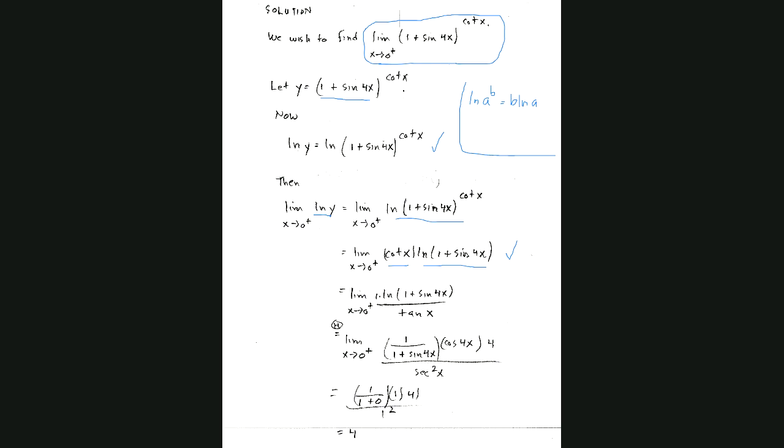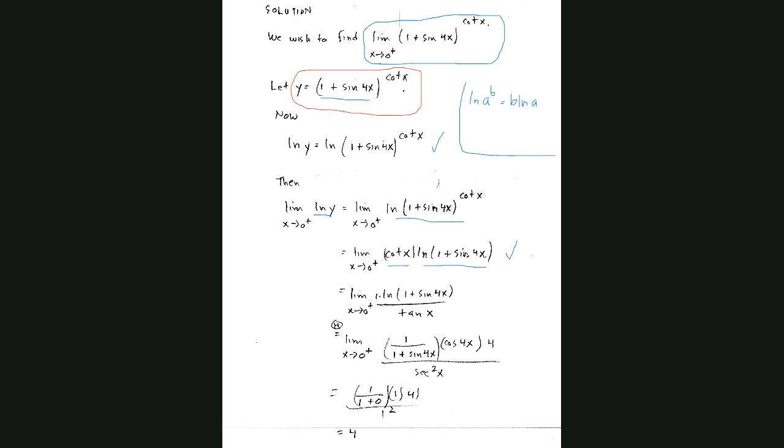Of course, we're interested in the limit of y as x approaches 0 from the right. This was our original problem, right? Find the limit of y as x approaches 0 from the right. But we're going to first find the limit of the log of y as x approaches 0 from the right.